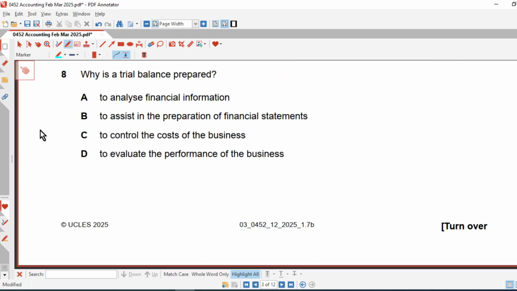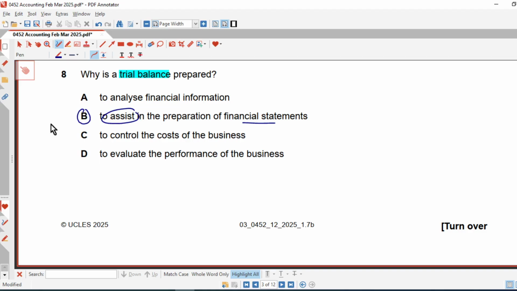Question 8. Why is a trial balance prepared? Okay, what's the purpose of preparing a trial balance? Why do we want a list of ledger balances? To analyze financial information? Well, probably not, right? To analyze information, I would maybe look at trends or ratios, but not a trial balance. To assist in the preparation of financial statements. There you go, that's your answer, right?